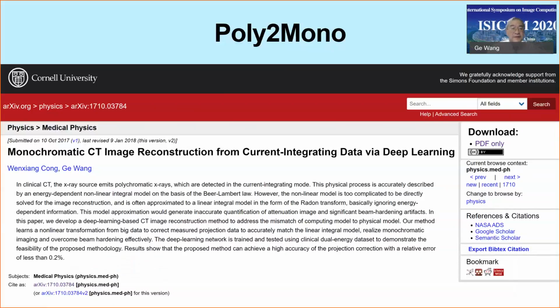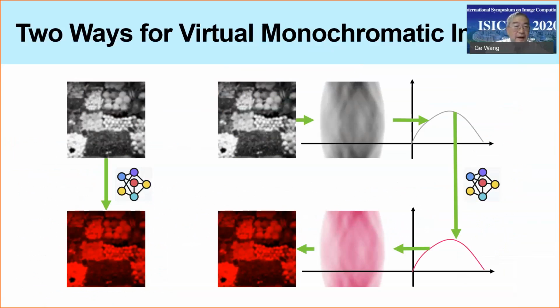And another interesting study, we started in 2017, and we talk about monochromatic CT reconstruction from current integrating data via deep learning. The idea is not that complicated. So you have a monochromatic X-ray spectrum, and you use a current integrating detector. You get an image subject to beam hardening artifacts. Even if you use some correction method, the numerical accuracy is still not perfect.